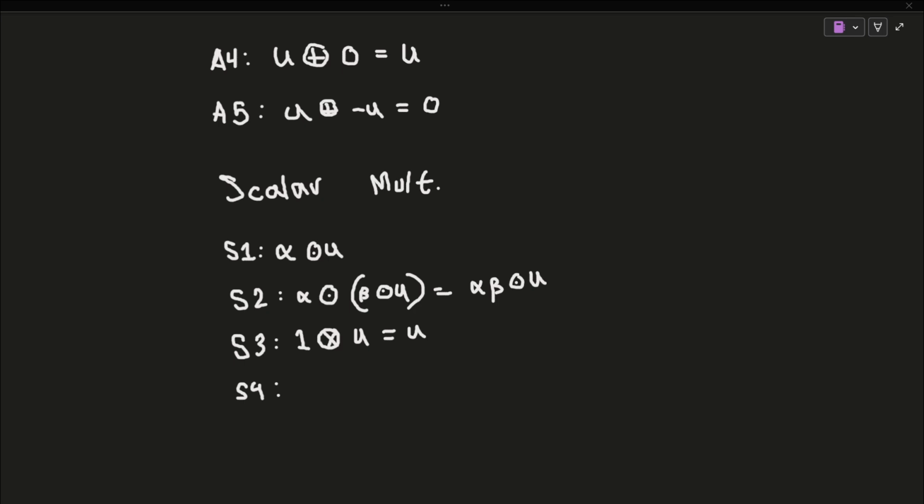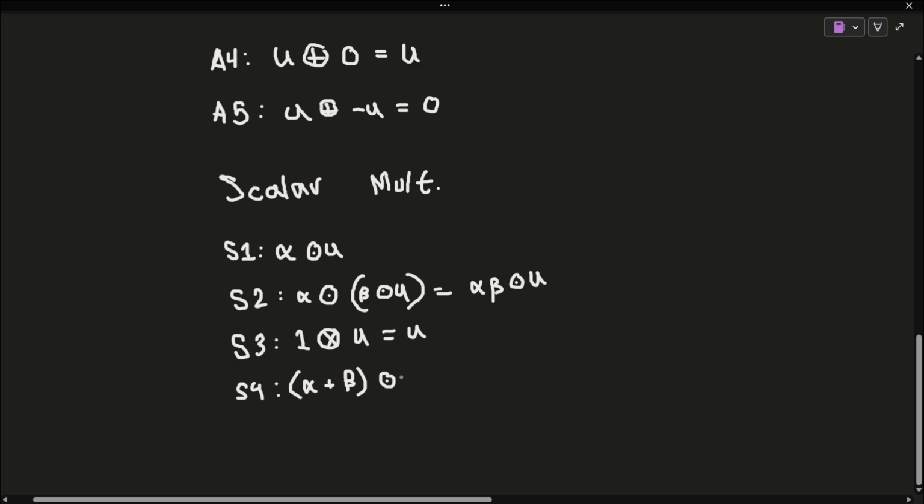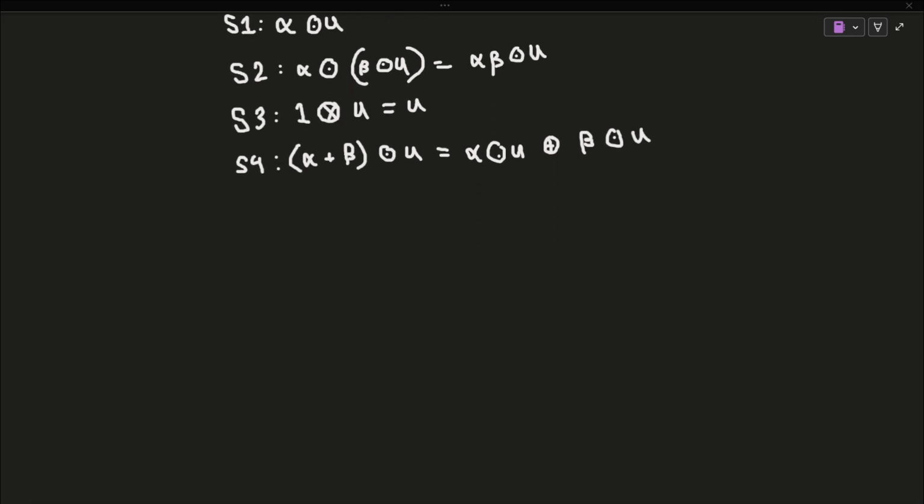Okay. And then if you have S4, if you have two scalars alpha and beta, and then you also have your vector u that belongs to the vector space, then this is basically just distributivity of scalar multiplication. So alpha plus beta into u has to just equal alpha dot u plus beta dot u. Make sense?